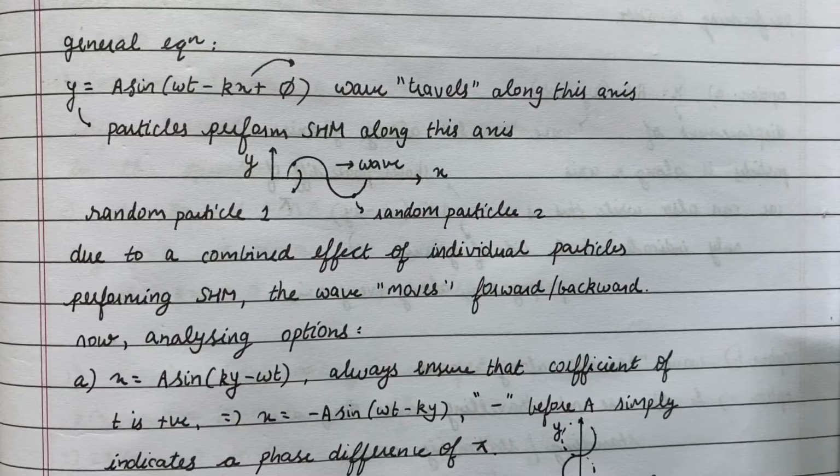Why have we done this? We've done this since we must ensure that the coefficient of t is always positive, and since angular frequency can't be negative, we must make the function omega t minus ky. Now, what does the minus sign before a indicate? It simply indicates a phase difference of pi.